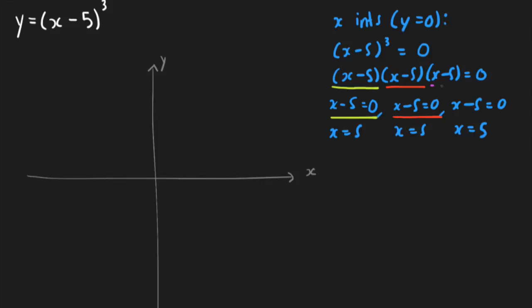Now, we saw that if a factor is repeated twice, we get a turning point on the x-axis. What happens if a factor is repeated 3 times? Can you guess?